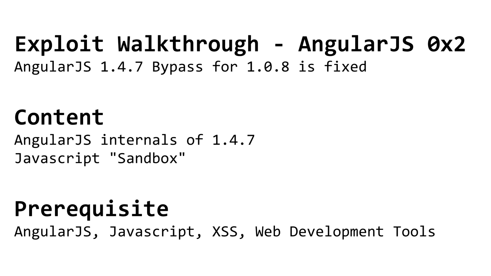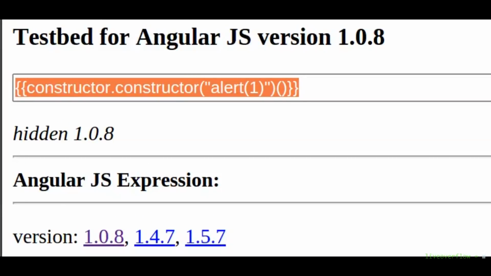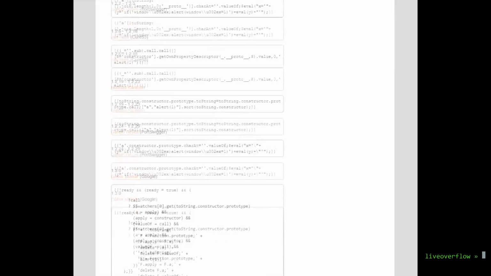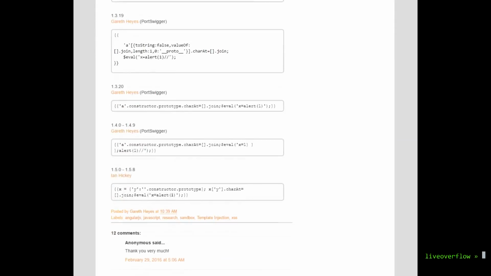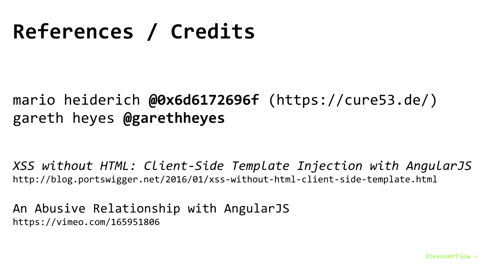In the last video, we looked at a very simple JavaScript sandbox escape by abusing the constructor property of the scope object to get an instance of the function constructor, which we then use to generate a function with alert and execute it. In this video, we will have a look at a different sandbox bypass for version 1.4.7. A lot of internal stuff has changed between the old version 1.0.8 and this one, but we will figure it out. Again, credit for this bypass goes entirely to all those amazing researchers who looked at AngularJS in the past, and the bypass I'm showing here was found by Gareth.